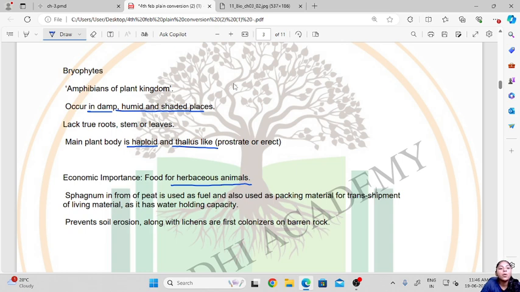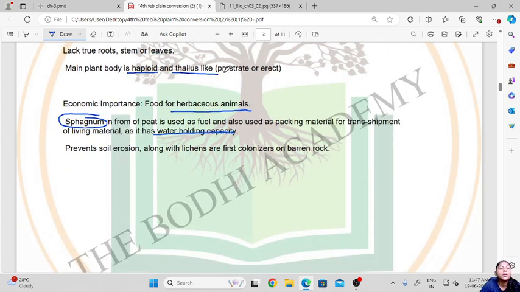Then sphagnum in the form of peat is used as fuel and it is used as packing material for transshipment of living material, as it has water holding capacity. So this sphagnum is a type of bryophyte. It is a moss which is used as a fuel, or it could also be used as a packing material for some living material such as plants. So this is used because it has a great water holding capacity. Then these bryophytes also prevent soil erosion, and along with lichens they are the first colonizers on barren rocks.